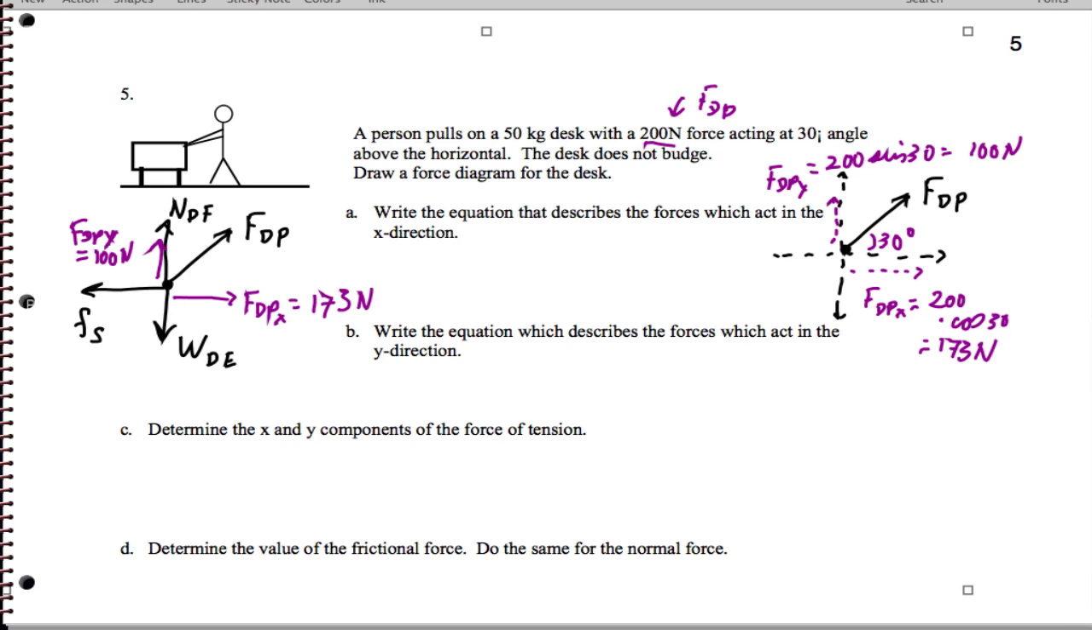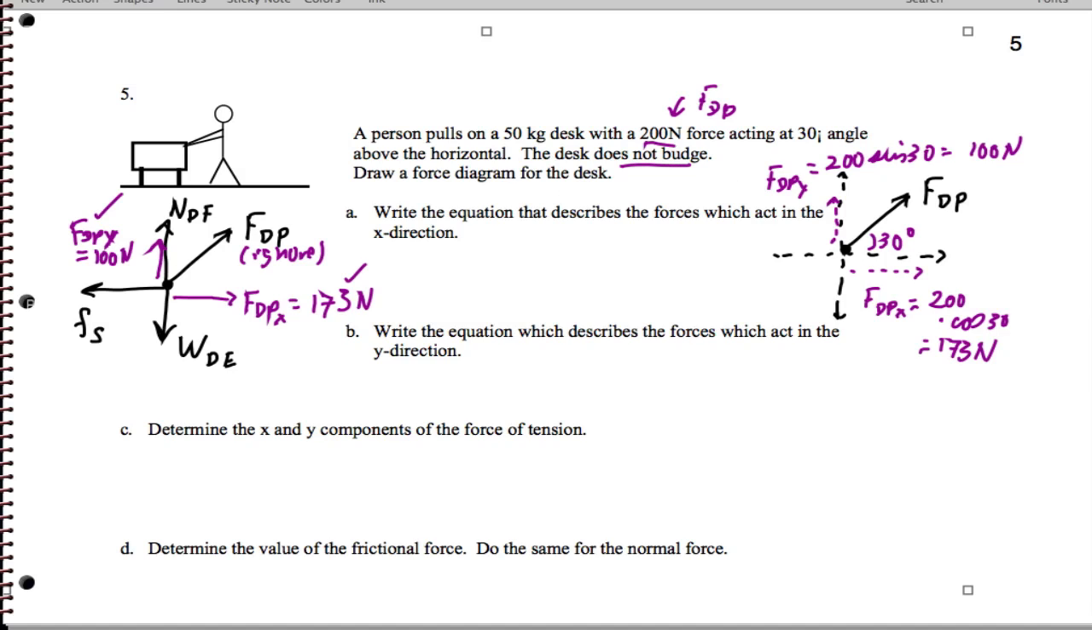So now that we've split this into its components, we're going to actually ignore this guy here. I've scratched it out there. In fact, leave it in the picture, but conceptually I'm just going to ignore it now. And instead I focus on this guy and on this guy. So it says write the equation that describes the forces that act in the x direction. I only read horizontal forces, and I know that they have to balance because we're told the desk doesn't budge.